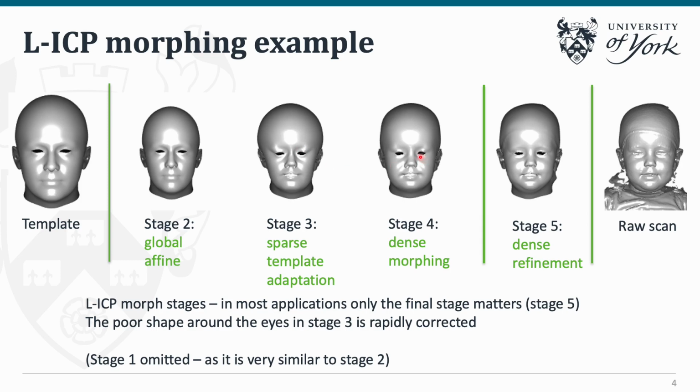And then we move to dense morphing, and we can see that when we do dense morphing, some of the artifacts of template adaptation around the eyes and the domed cranium are resolved. And then we move to a refinement stage in stage 5 using shooting normals for correspondence, and we end up with something very close to the raw scan.